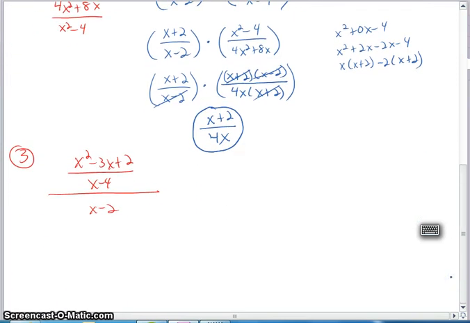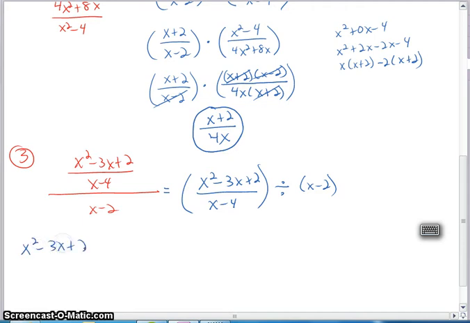Let's try another one. Same thing, x squared minus 3x plus 2 over x minus 4 divided by x minus 2. I don't have to do any simplifying to the first fraction, but I can factor it. So I'm going to factor x squared minus 3x plus 2 as x squared minus 2x minus 1x plus 2, x times x minus 2, minus 2.